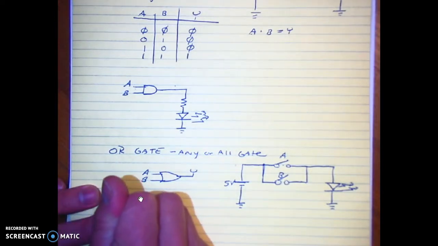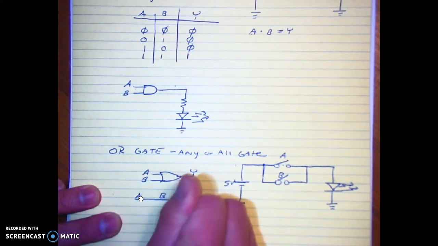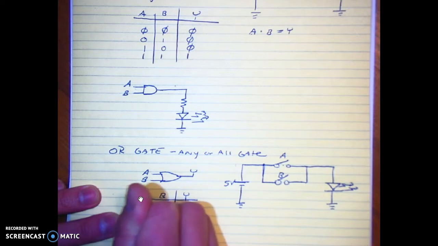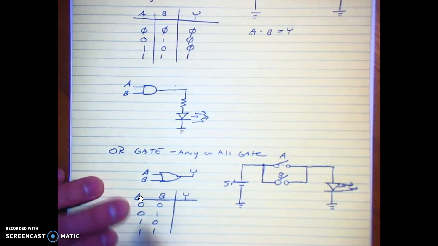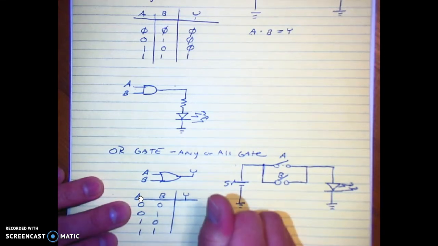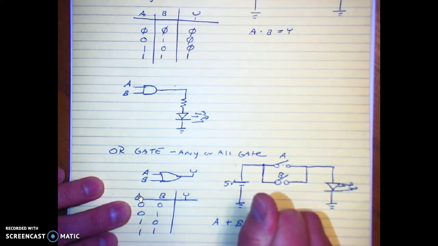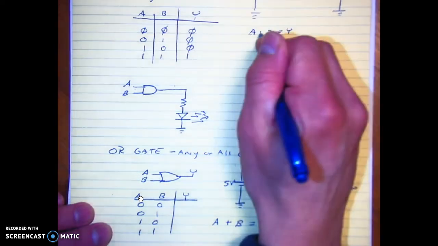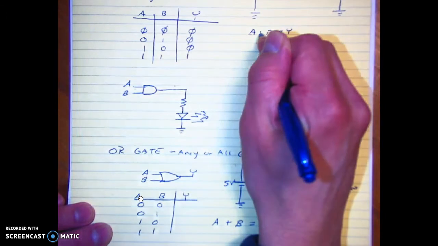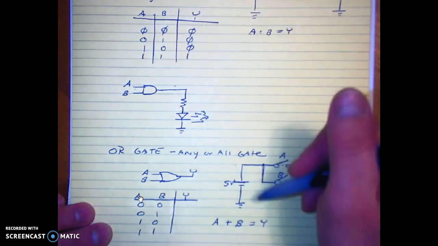So I have, again, A, B, Y. If I put in my combination and look at it, this is the mathematical equation for an OR gate. That's not a plus, that's an OR. This is not a multiplication, that is an AND. Don't get these confused with your mathematical symbols.